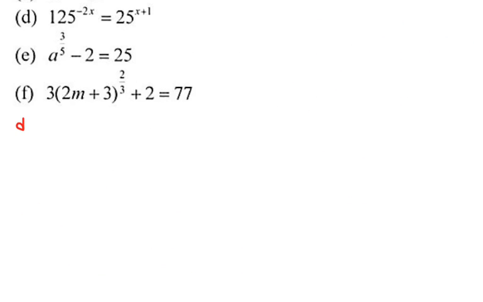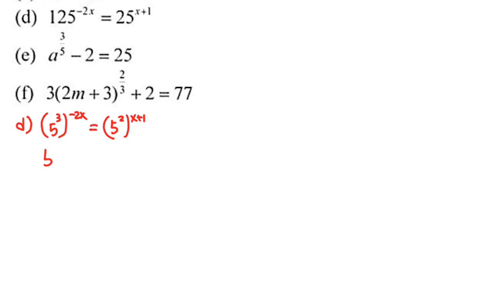How about D? When you look at 125, the base, and 25, the other base, what do you see in common? That's right. Both of them can be expressed as base of 5. You see, 125 is 5 to the 3rd power. So I'm rewriting that in that way, and raise the entire thing by negative 2x power. How about 25? As you know, that's equal to 5 squared. And then I'm going to rewrite down the exponent as it is.